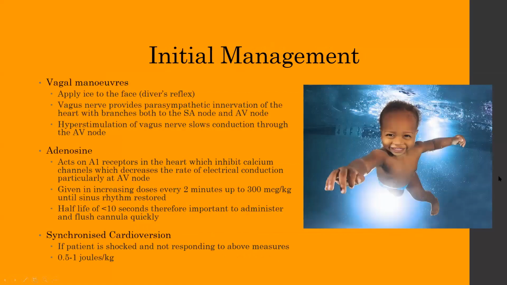So just to talk about the initial management. The first line you normally do is vagal maneuvers. The vagus nerve supplies the parasympathetic nervous supply to the heart. It has branches that go to both the SA node and AV node. By stimulating the vagus nerve, you slow the conduction through the AV node and basically cause a short AV node block, which can then allow the SVT to cardiovert back into sinus rhythm.